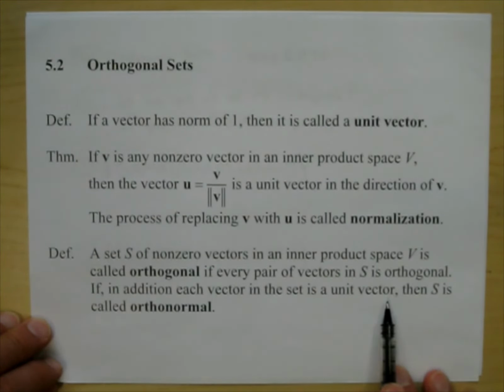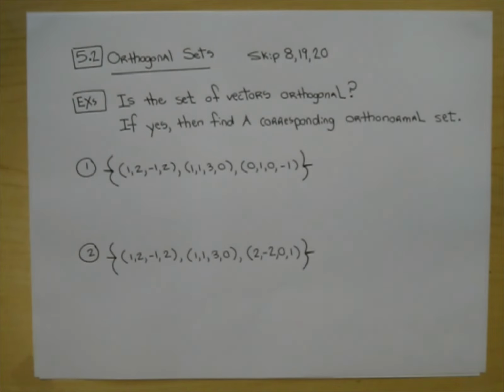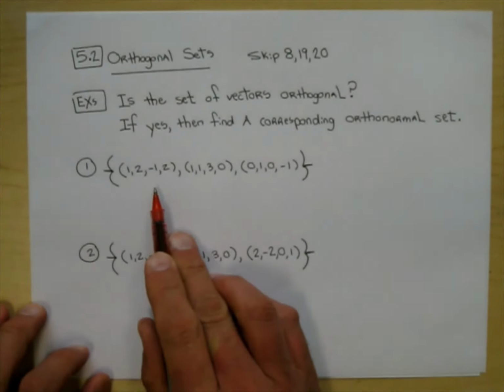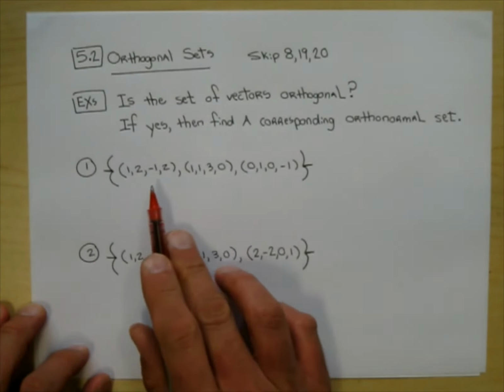Now there will be 3 more theorems, but they're really not going to matter too much. If you're a math person or a technical person who's enjoying the class, then we'll take a look at 3 more theorems after this. So what are we to do? We are to figure out if this is an orthogonal set.